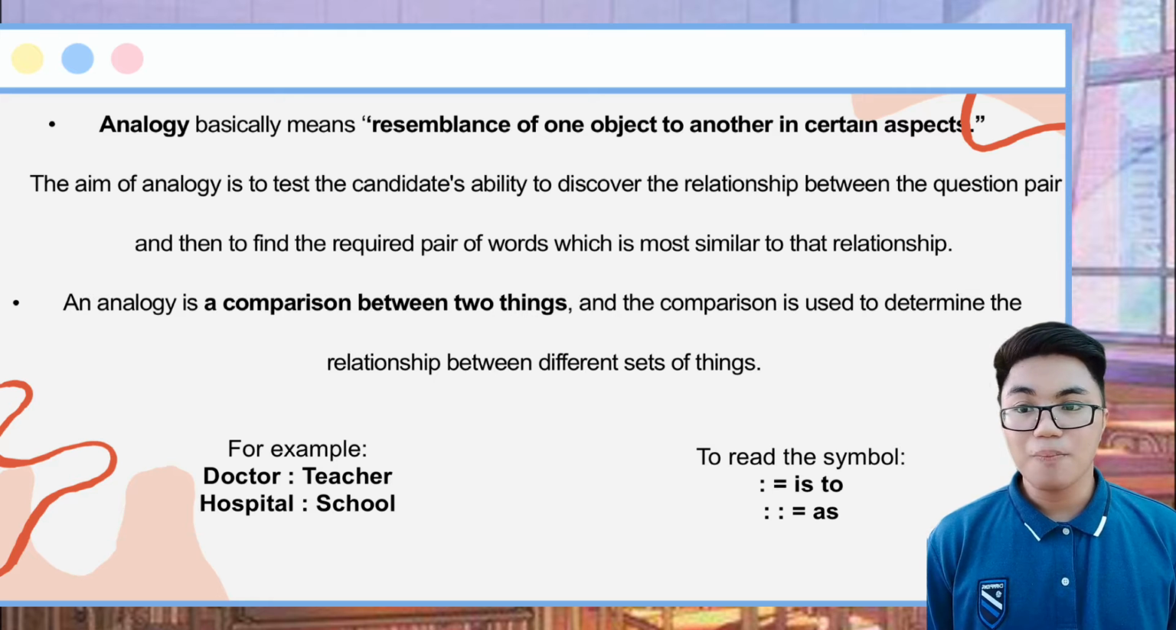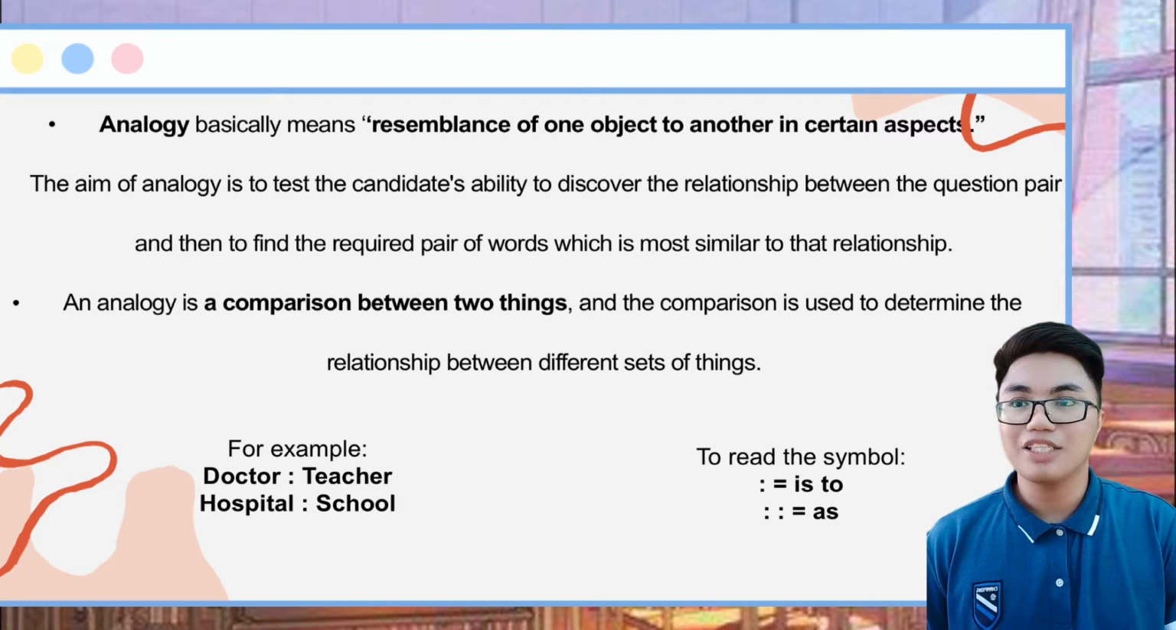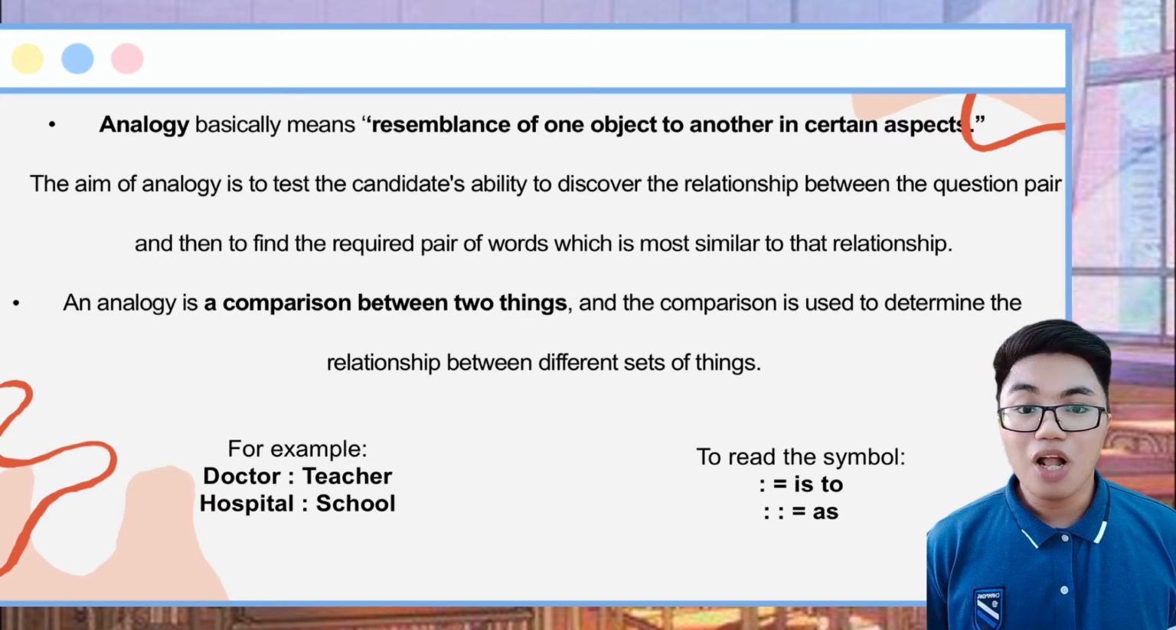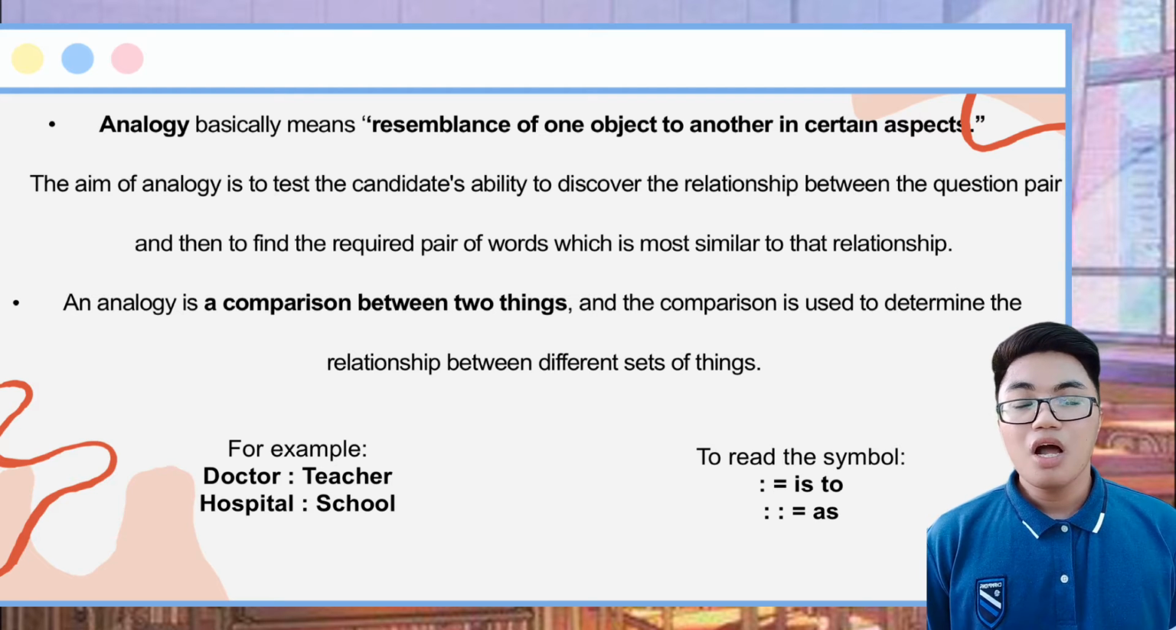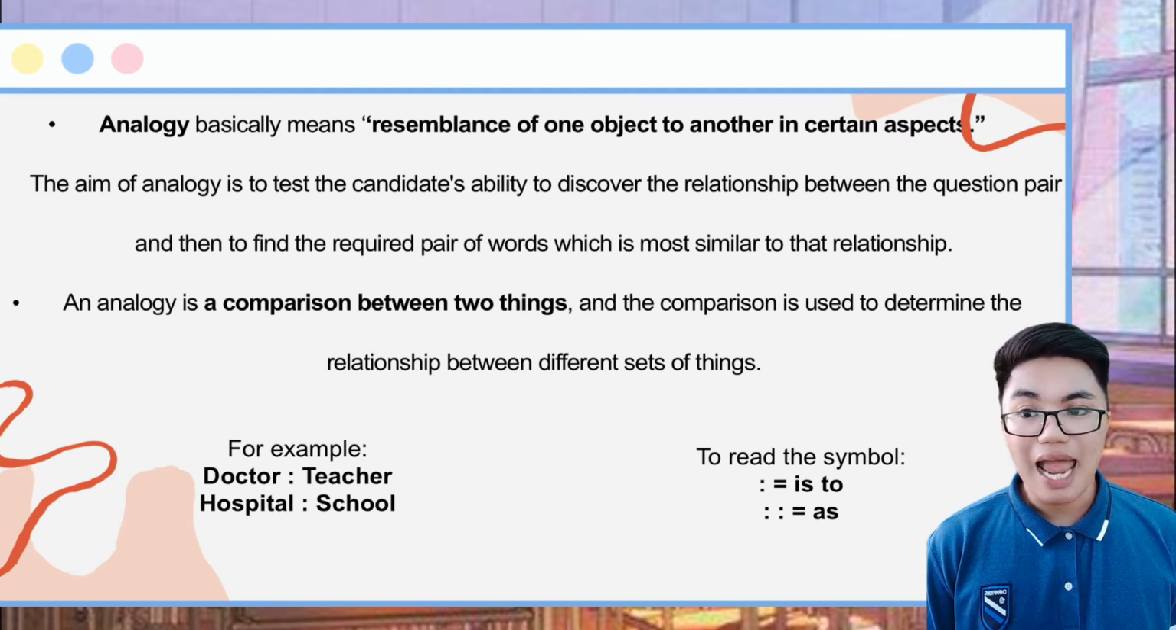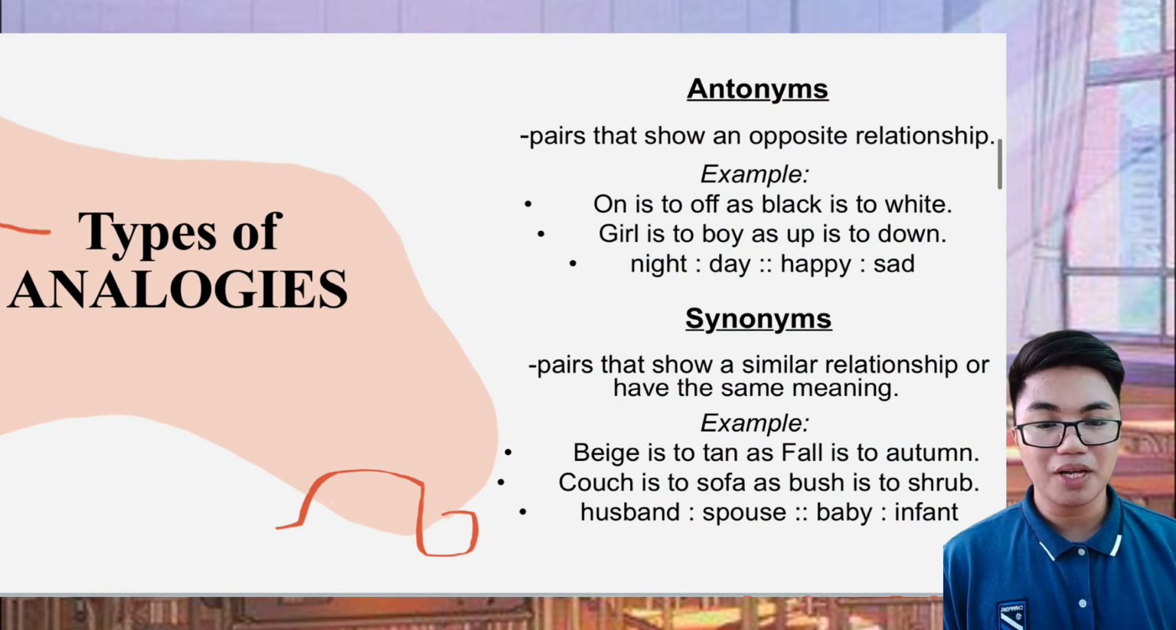An analogy is a comparison between two things, and the comparison is used to determine the relationship between different sets of things. For our example, doctor and teacher, hospital and school. Note that there's a colon between two ideas. To read them, remember that one colon stands for "is to," while two colons is for "as." So back to our example, doctor is to teacher as hospital is to school. There are so many types of analogies.